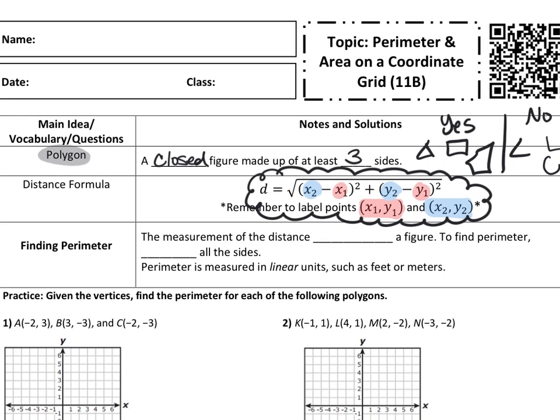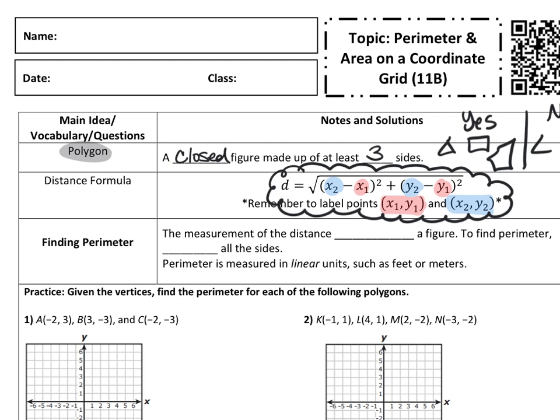Now perimeter. This is your new vocabulary word of the day. First one, perimeter. Do we know what perimeter is? Perimeter is like a fence. If you were putting up a fence around an object, meaning you were adding up all of the sides together, that is your perimeter. So it is the measurement of the distance around a figure. To find perimeter, we are going to simply add all the sides. Perimeter is measured in linear units, such as feet or meters.